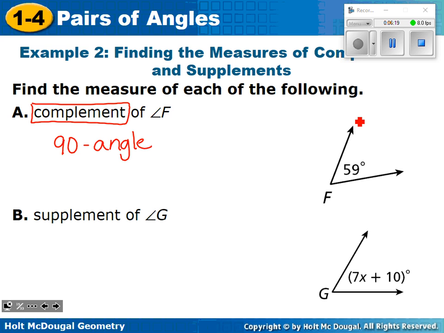But immediately when you see that word complement, think 90 minus the angle. So then you're going to plug in 59 for the angle. What is 90 minus 59? 31. 31 what? Degrees. Don't forget your degree symbol.